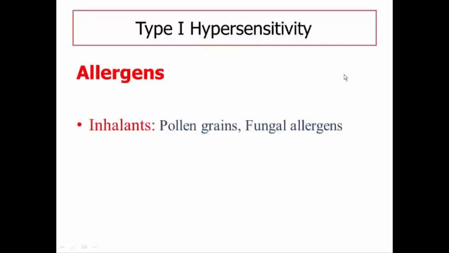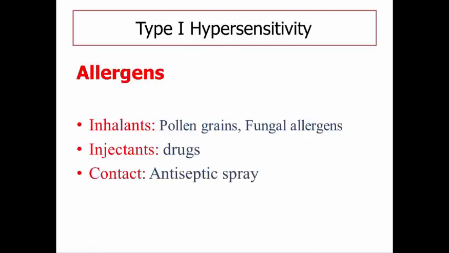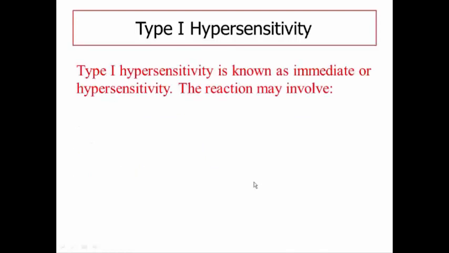Let's start with type 1, which is the commonest one, also termed anaphylactic reaction. We have allergens, which induce allergy. They may be inhalants, like pollen grains and fungal allergens. They may be injectants, like drugs. Or contact allergens, like antiseptic sprays. Type 1 is termed immediate, or sometimes anaphylactic reaction.